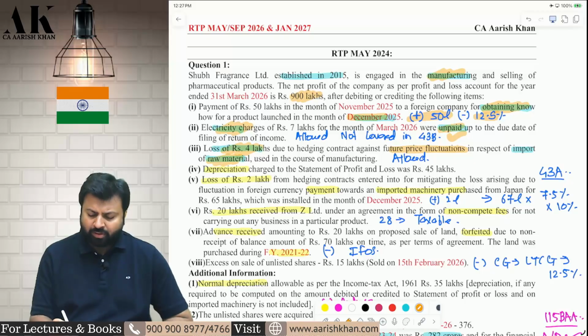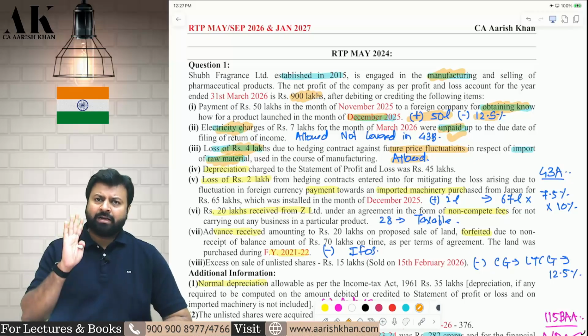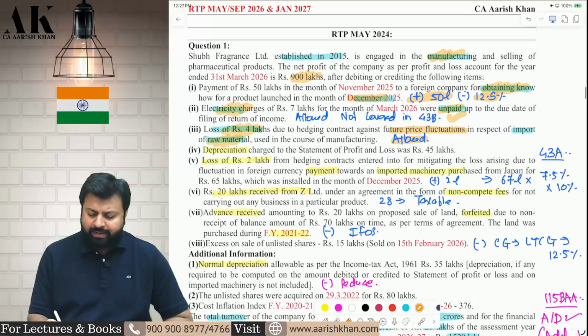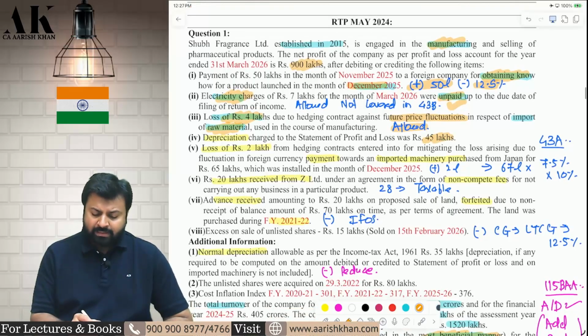So that forex loss is allowed as a deduction. Same adjustment has come earlier also, it is allowed as a business loss. Okay. Next, depreciation as per books of accounts will be added back. Then loss of 2 lakh for purchase of imported machinery.